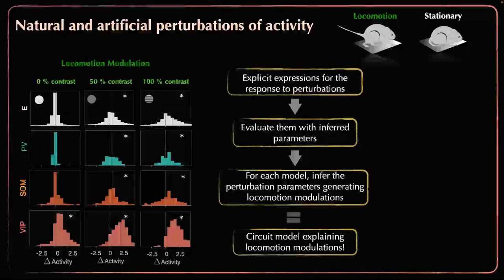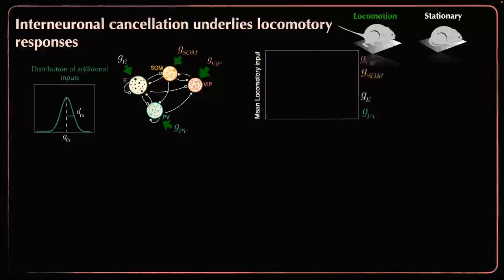Just to repeat that, we have explicit expressions for the response to perturbations. I evaluate them with the parameters of the model fit of the stationary data. And for each model from that entire posterior, I infer the perturbation parameters that generate these locomotion-compatible changes in activity. Therefore I can say something about which inputs each cell type is receiving in each case. So I can fit again the changes in activity per cell type as a function of the stimulus contrast, and I can now show you what inputs each cell type receives.